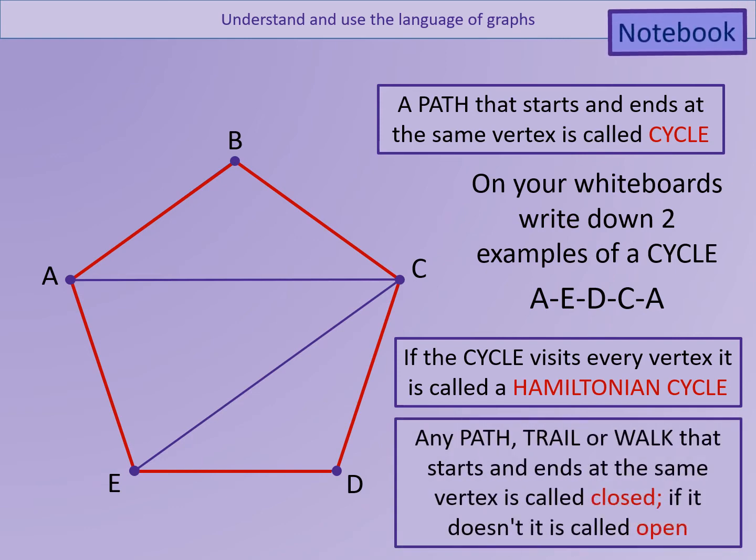Paths, trails and walks can either be open or closed. If a path, trail or walk starts at the same vertex that it ends, it is called closed. If it starts and ends at different vertices, it's called open. So a cycle is another word for a closed path.